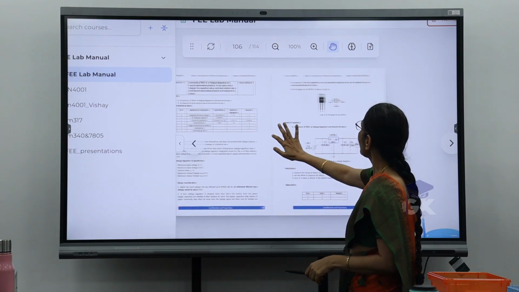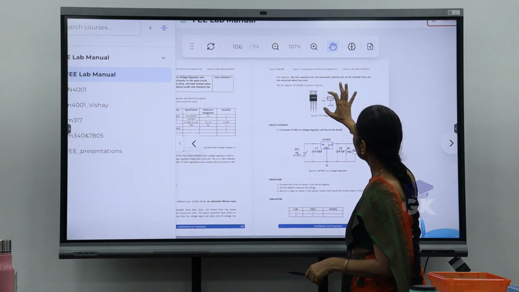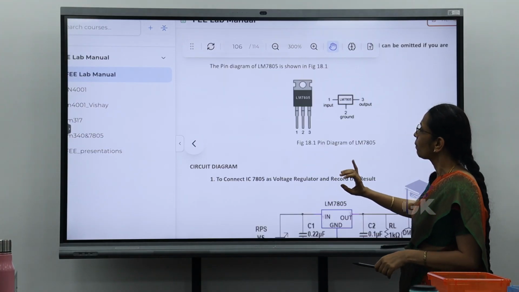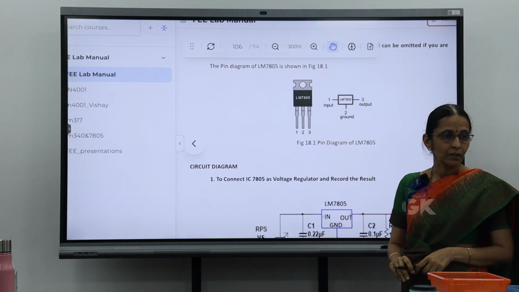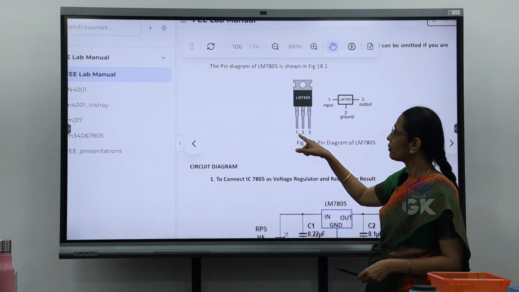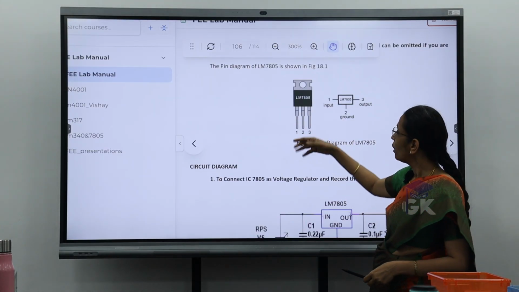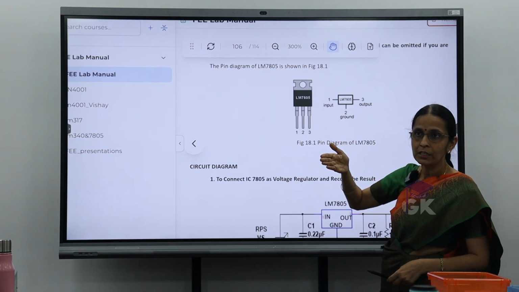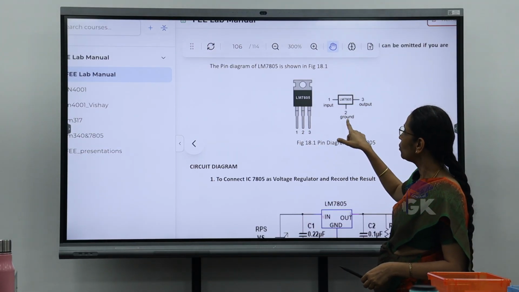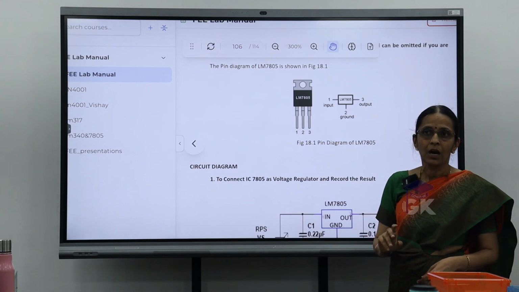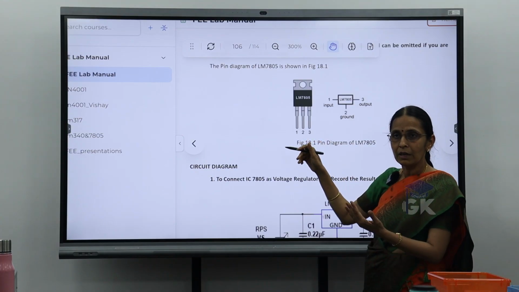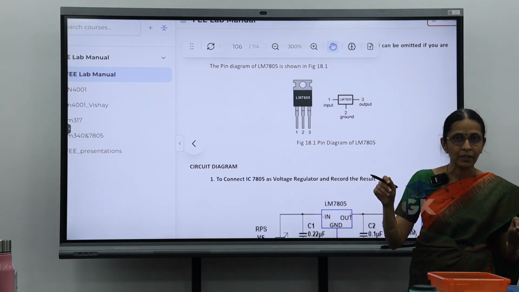Now, if you look at the pin diagram of this 7805, this is the pin diagram of it. You can make a note of it. You have a sample 7805. The IC will be in this form with the numbering facing you. The leads are 1, 2 and 3. 1 is input, 2 is ground and 3 is going to be your output. So 3 pins will be there with the specifications facing you.